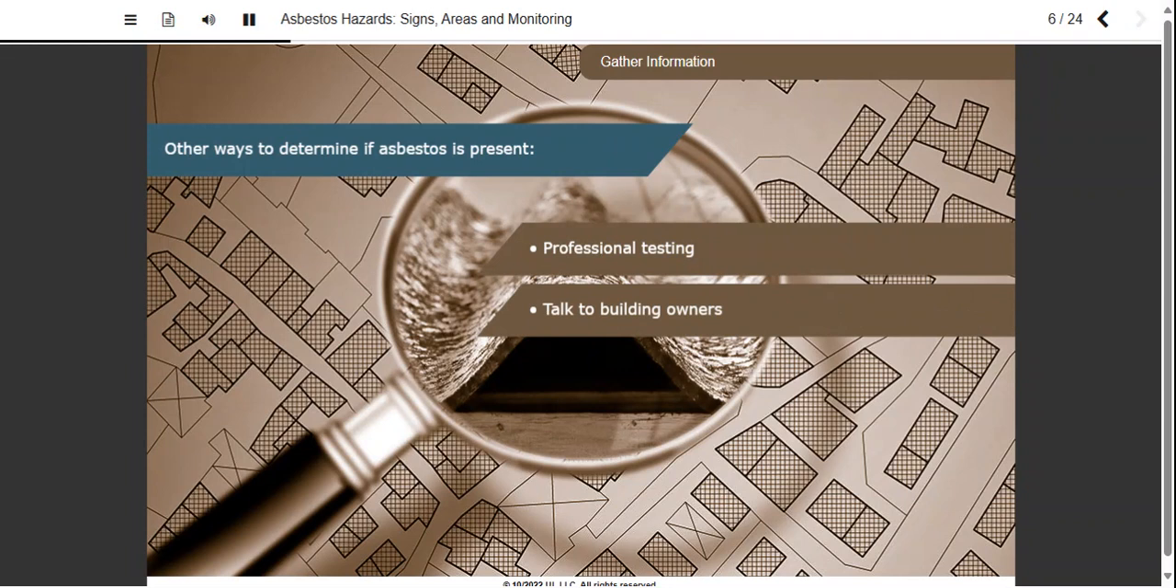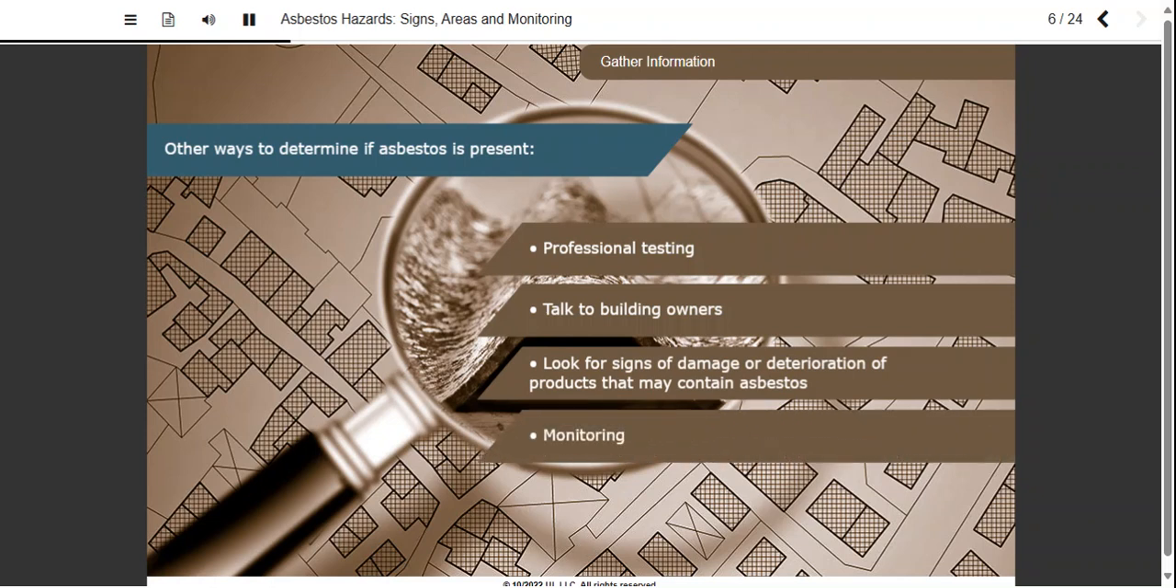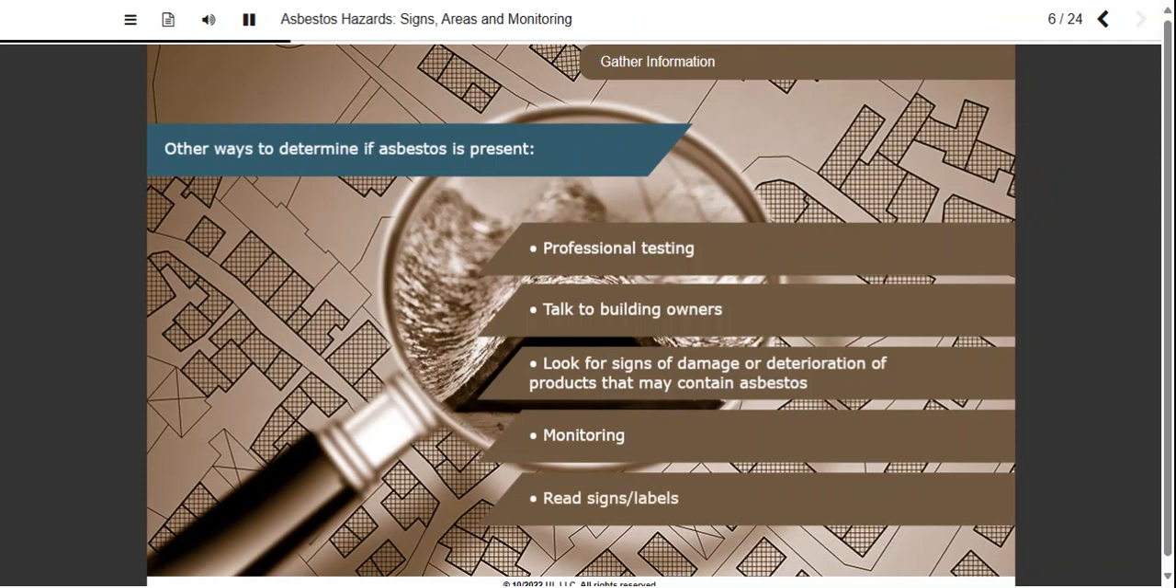When asbestos products are completely intact, they are not a health hazard. If you know or suspect a product contains asbestos, look for signs of damage or deterioration. These indicate that friable asbestos may be in the air. Employers will monitor the presence of asbestos. We'll talk more about monitoring and record-keeping later in the course. Finally, read signs and labels. They may tell you if asbestos is present and what to do to avoid exposure to it.